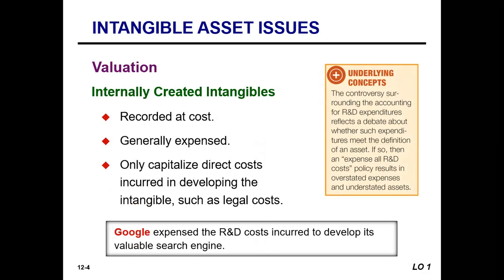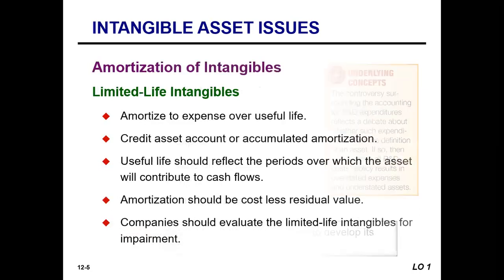Internally created intangibles, generally we're expensing everything except for the direct cost, and that's what it shows here. We only capitalize the direct cost incurred in developing the intangibles, such as legal cost. And then the example that your book gives us is Google expensing its research and development cost incurred to develop its search engine, which is an intangible asset, of course.